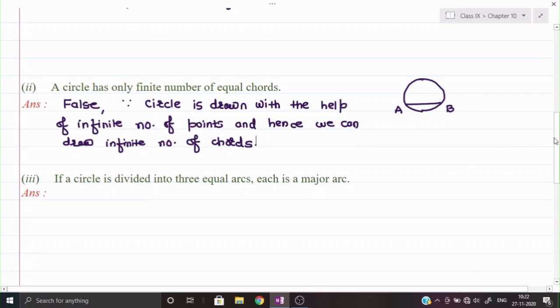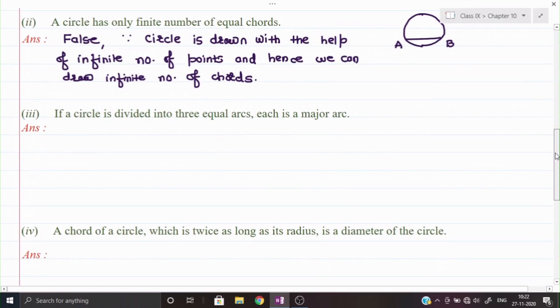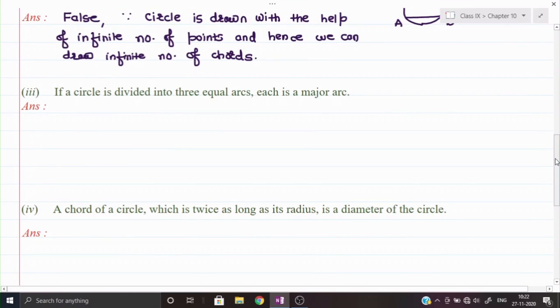Okay, I will write down this answer again in a systematic manner, and then I will give it to you so you can keep it properly. You can write it down in your notebook also.